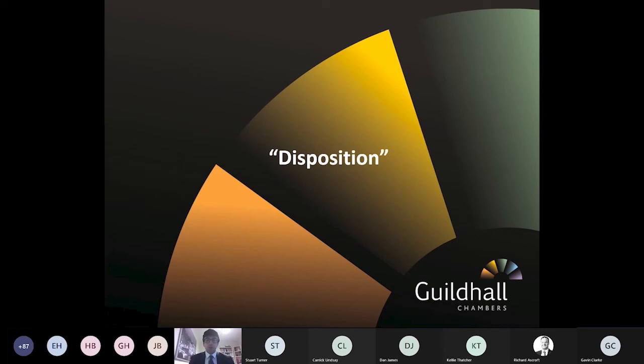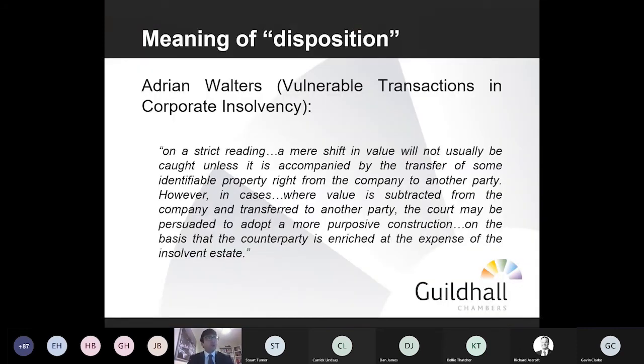And starting with the commentary, I always find that one of the best places to go when considering transaction avoidance claims in insolvency is a very slim book written by Adrian Walters. Only one edition was ever published. It's now about 25 years old, so a lot of the law is now somewhat out of date, but the underlying principles within it are very good.